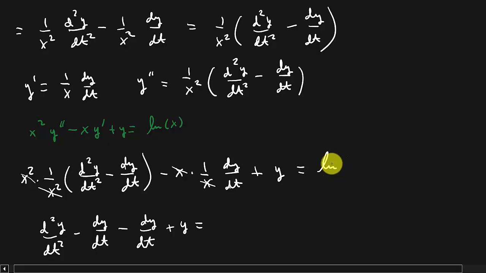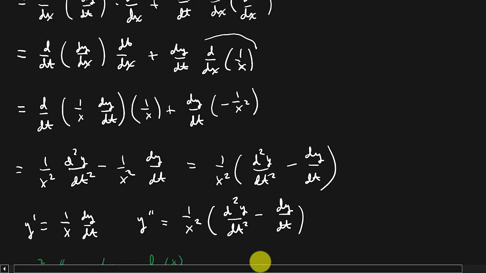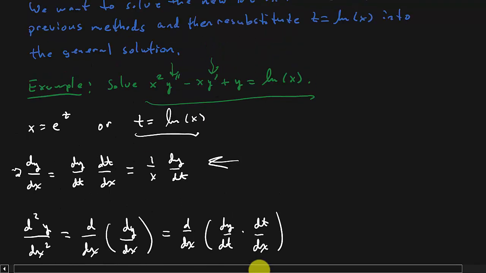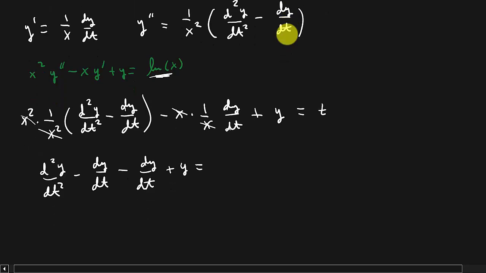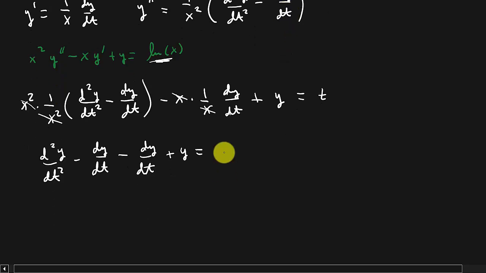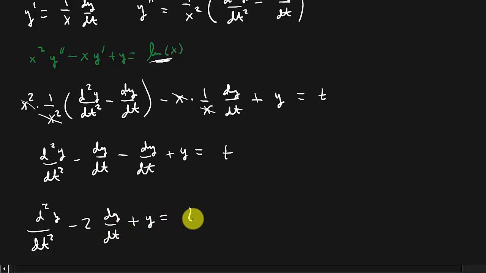Well, natural log x is t. All right, I'm replacing natural log x with t. See, right here, natural log x is t, and that equals t. And so I get d2y/dt2 minus 2 dy/dt plus y equals t.